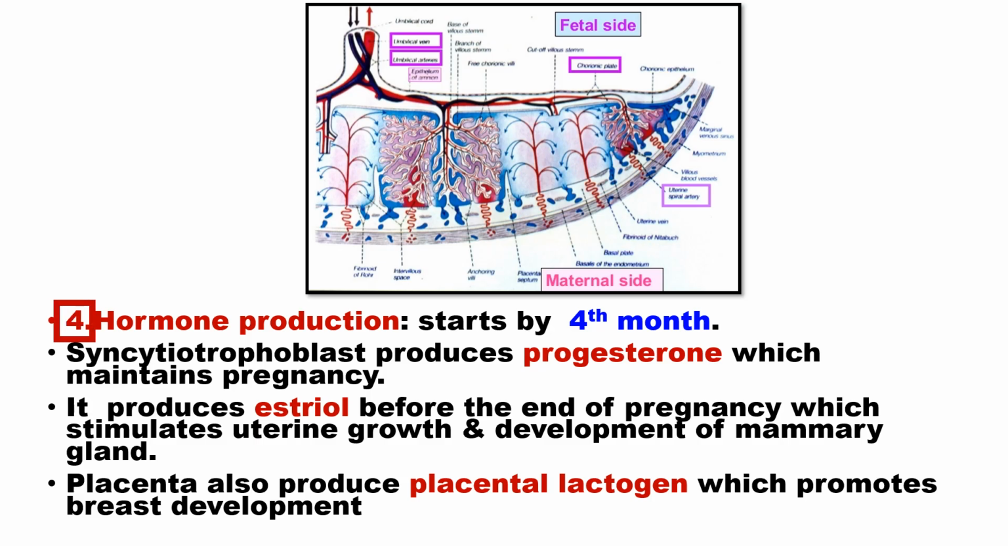The important hormone production functions start around the 4th month of intrauterine life. Syncytial trophoblasts produce progesterone and maintain the pregnancy. The placenta also produces estradiol before the end of pregnancy, which stimulates uterine growth and development of the mammary gland. The placenta also produces placental lactogen, which promotes breast development.